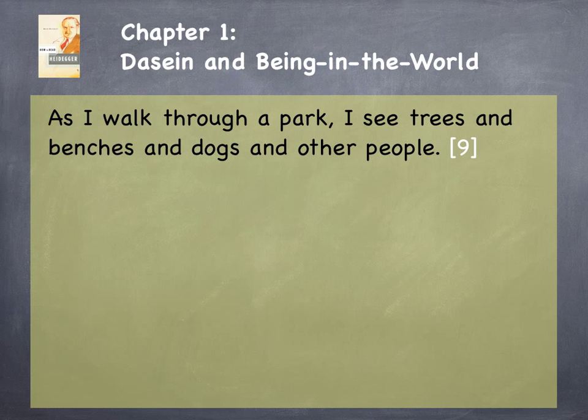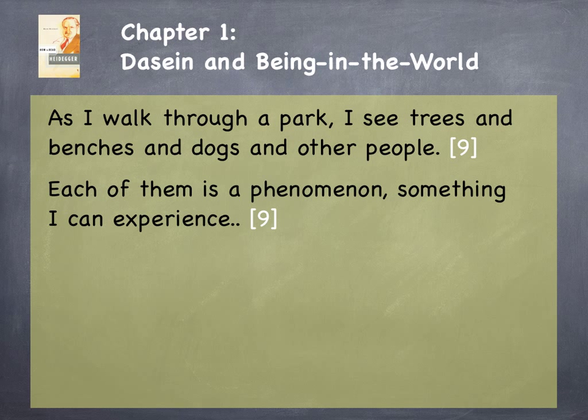As I walk through a park, I see trees and benches and dogs and other people. Well, of course we do. This sounds beautifully simple. We see things. And I suppose that's what Rothel means when he then says, each of them is a phenomenon, something I can experience. Okay, so what can be experienced is phenomenon. Well, this doesn't sound too out there, it sounds kind of obvious actually.